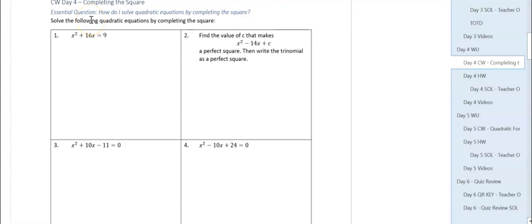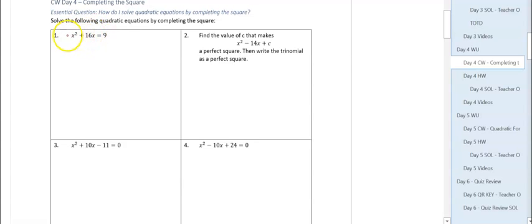Alright, in this video we're going to talk about completing the square and how to solve quadratics by completing the square. Alright, so in this particular case, what I've got here is x squared plus 16x equals 9. And in order to complete the square, this is kind of how I want it to look.